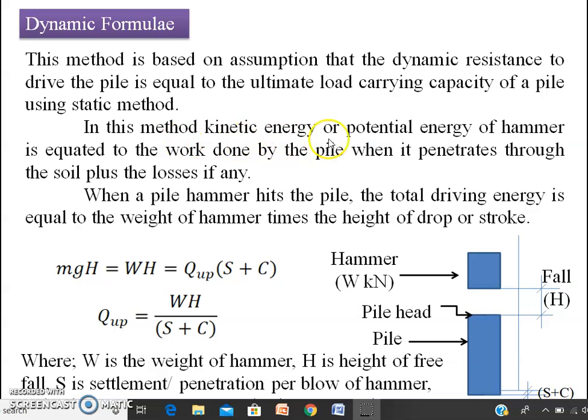In this method, the kinetic energy or potential energy of a hammer is equated to the work done by the pile when it penetrates through the soil plus the losses, if any. Means here we are going to make a balance between the energy imparted by the hammer and the work done by the pile while driving into the ground. When a hammer hits the pile, the total driving energy is equal to the weight of the hammer times the height of the drop or stroke.